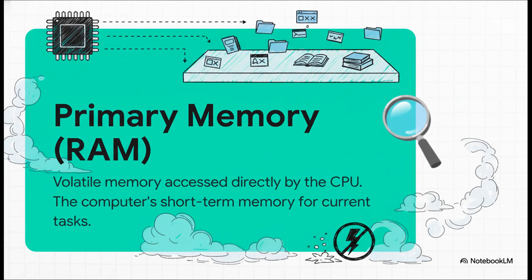And that's primary memory, which we all know is RAM. You can literally think of it as a workbench. It's lightning fast and holds everything you're currently working on. But, and this is a big but, it's volatile. That means if the power goes out, poof, everything on the workbench is gone for good.